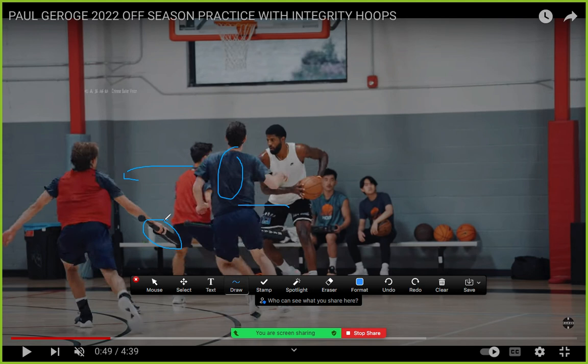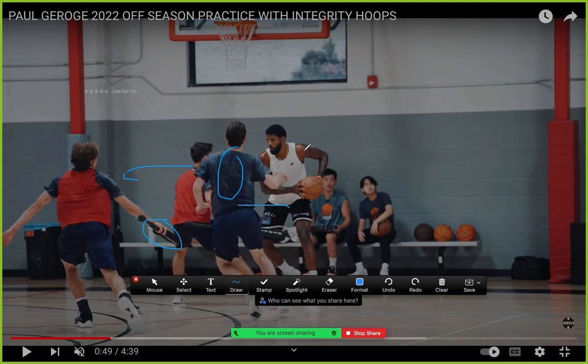verticality to make it difficult for Paul George to finish and to replicate in-game scenarios, because in the NBA he's not going to be going up against 6 foot or 5'10" regular height people. He's 6'9". He might be going up against 7 footers, 7'3" guys, 6'5", 6'9" guys.